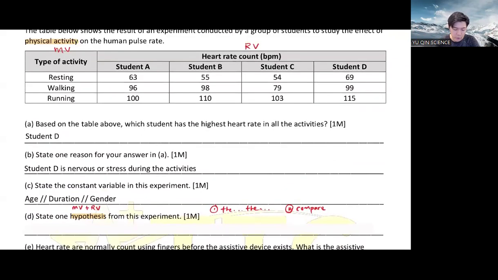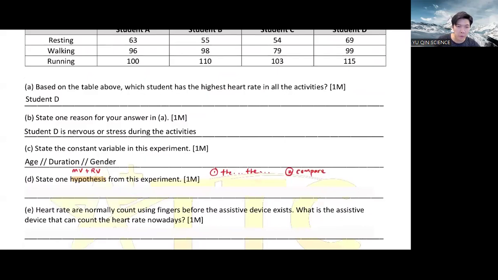So we're talking about activity versus pulse rate, right? So can we say like the more active the activity, the higher the pulse rate? Does that fit the answer? Like, is it true? The more vigorous the activity is, then your pulse rate will go higher. Correct? The more vigorous the exercise, your pulse rate will go up. So we want to do a hypothesis.